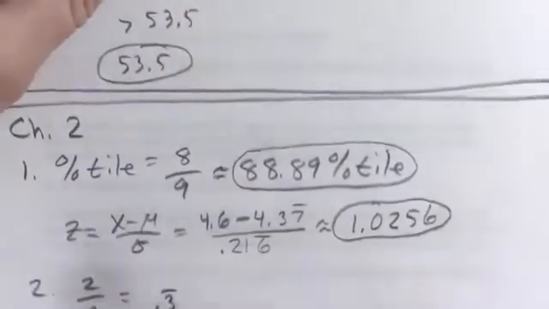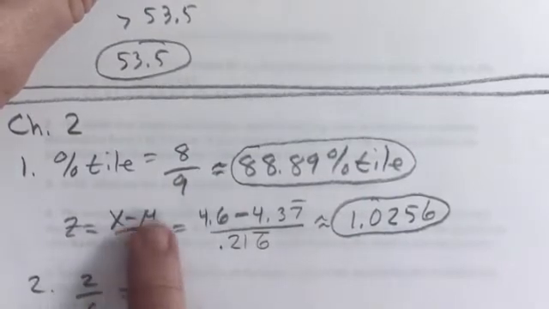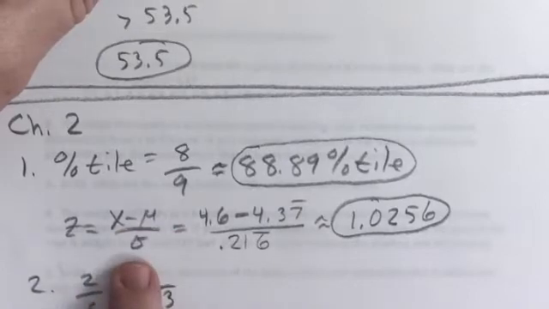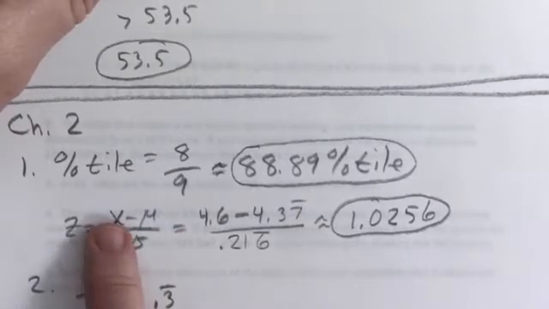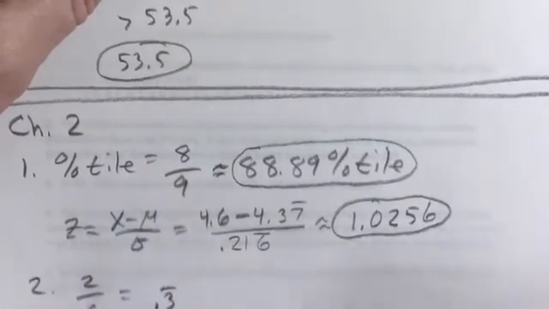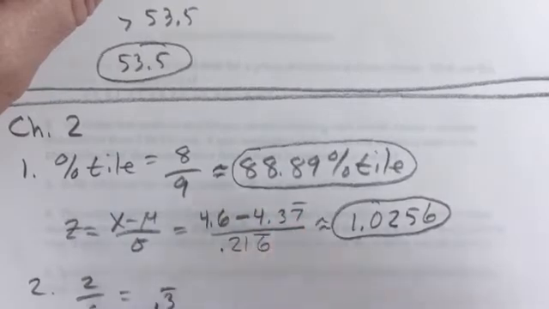Then for the z-score, the formula, which you have to memorize, is just x minus mu over sigma. It is your value minus the mean over the standard deviation. Sometimes you'll see this written as x minus x bar over s, which is effectively the same thing. So there's our x value. Now we have to find the mean and standard deviation.